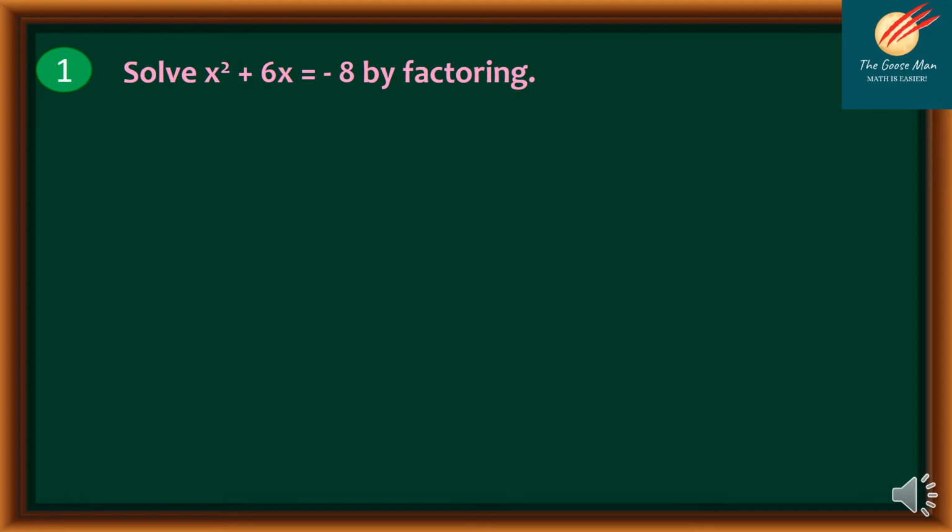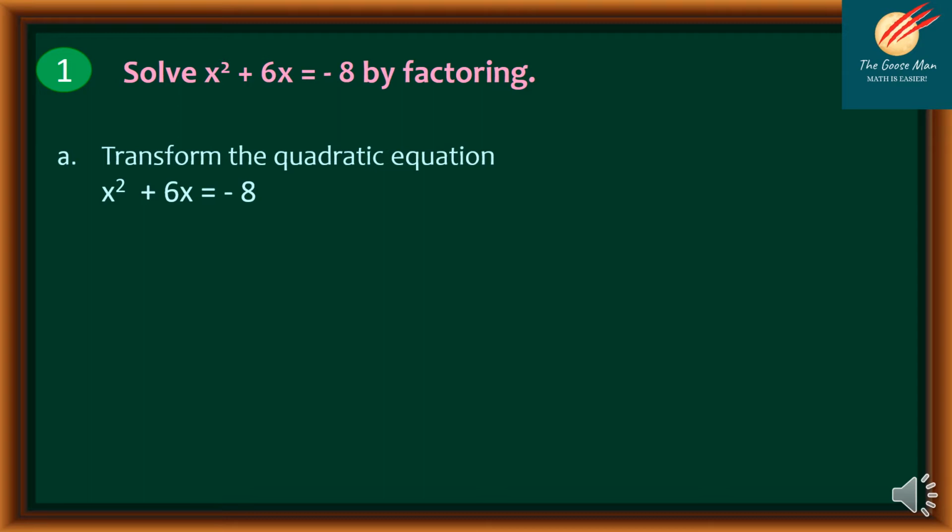So let's consider problem number one. Solve x squared plus 6x is equal to negative 8 by factoring. So the first thing that we will do is to transform the quadratic equation into standard form. In order to transform this into standard form, I'll add both sides of the equation by 8. So it will result to x squared plus 6x plus 8 is equal to 0. So the right hand side is equal now to 0.